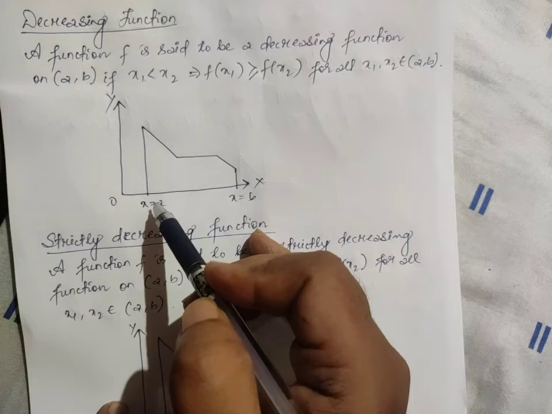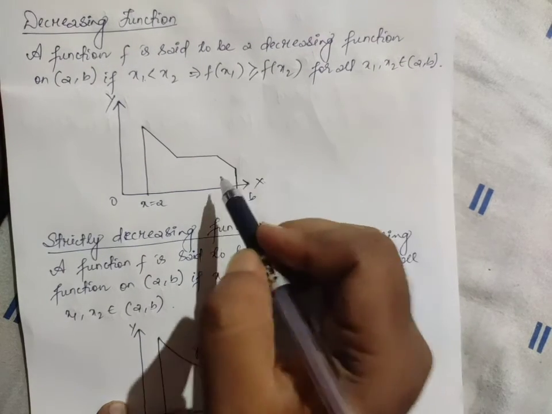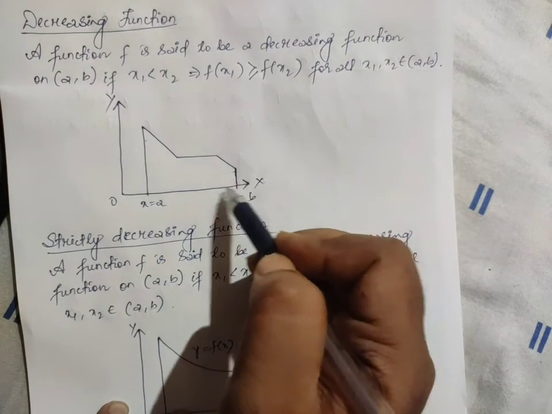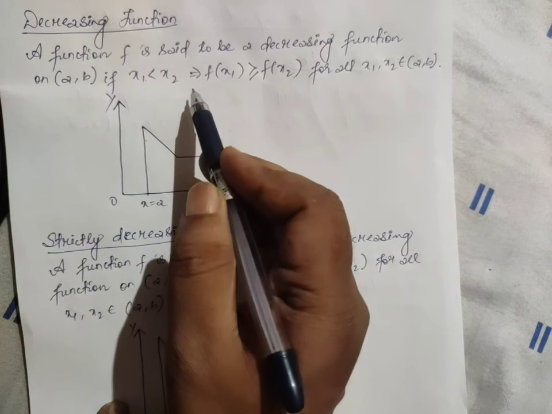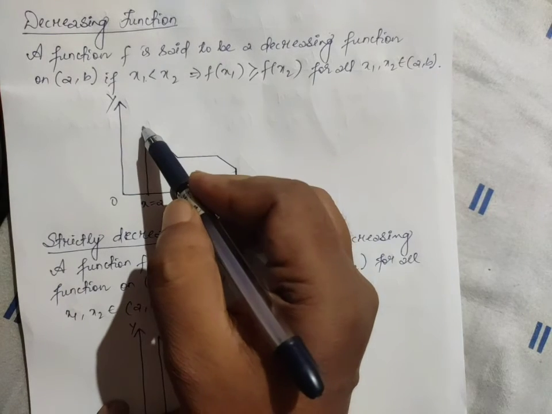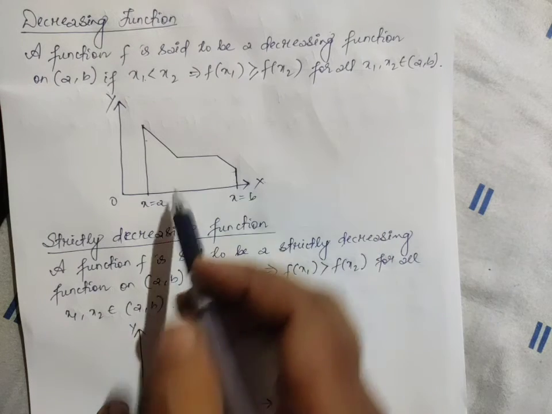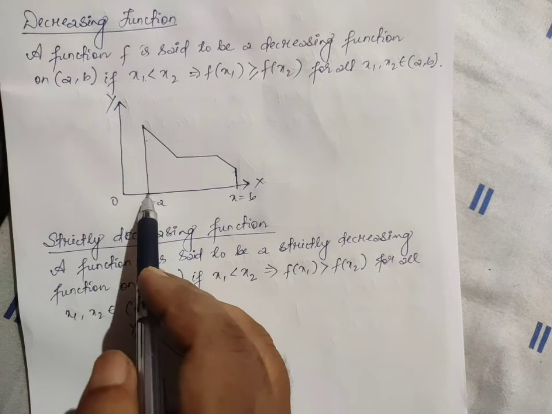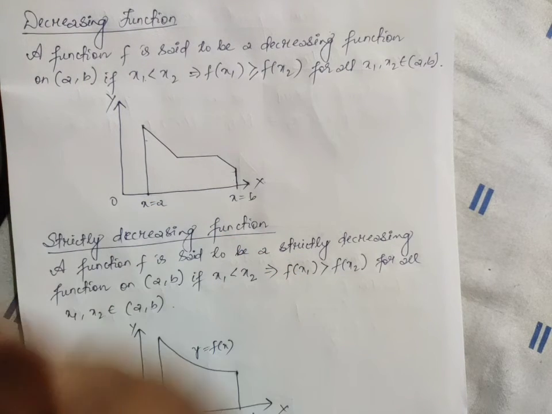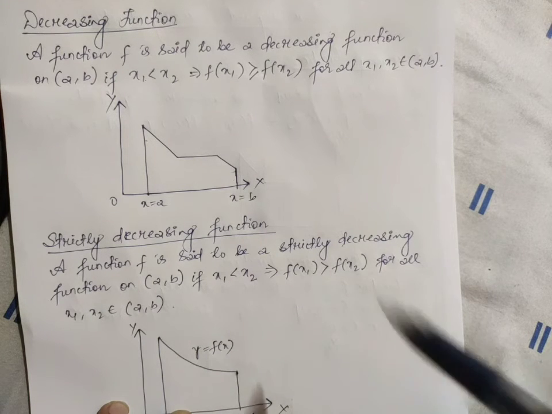So here there are 2 points a and b. Suppose this point is x1. Now if x1 is less than x2, say this point is x2. As you can see, this x1 is less than x2, right? So if x1 is less than x2, that means f of x1 will be greater than or equal to f of x2. So this is f of x1. So this will be greater than f of x2, as you can see in the figure. x is increasing and y is decreasing. So this type of function is called decreasing function. That means if x increases, y decreases.